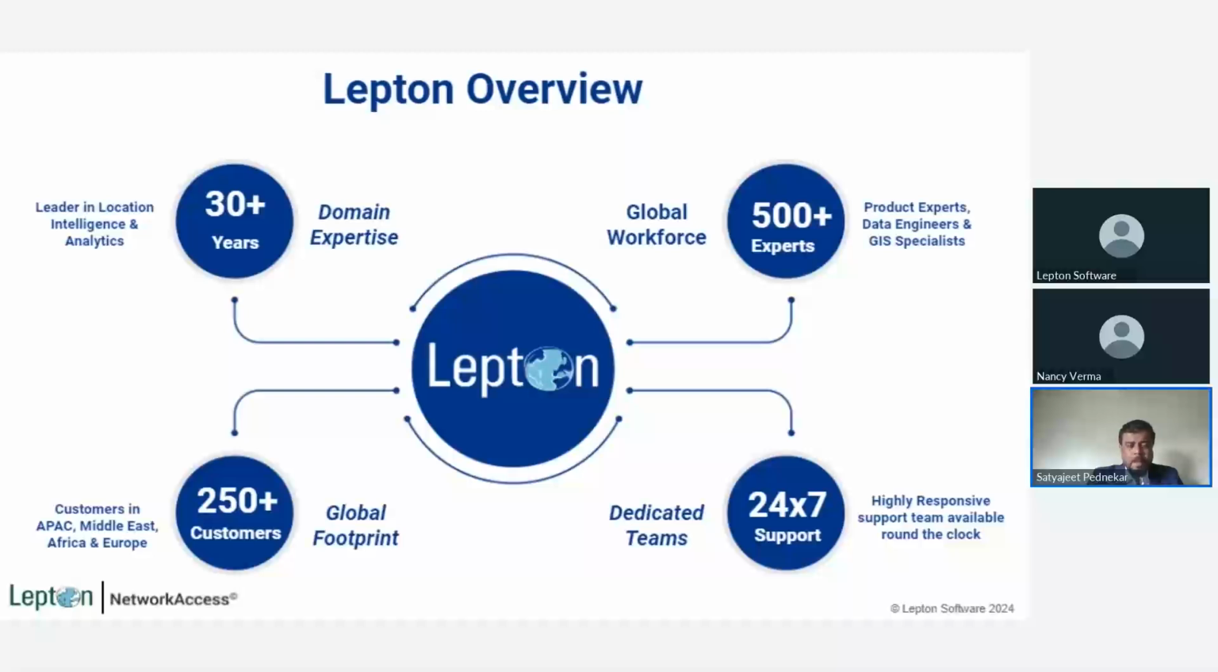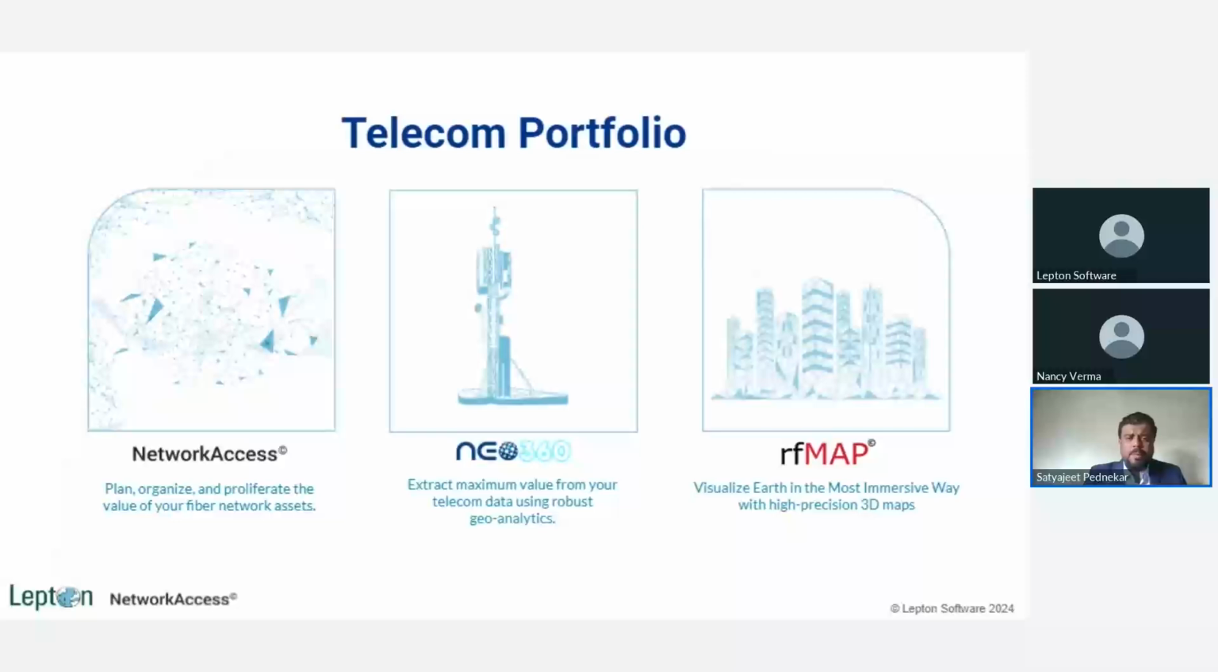So first, coming to the telecom portfolio. These are our in-house product developments. We have been developing software products for almost 20 years now. These are the three major products that we have. The first one is Network Access. Network Access is the solution which is useful to plan, design, organize, and even for the operation and maintenance and business expansion. You can use Network Access as a software.